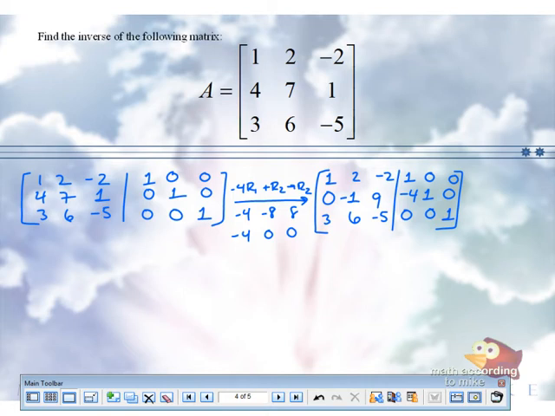Where that 3 is at, we need a 0. Use our 1 in that column. What's the operation? You get 3R1 plus R3. Who's having fun? I know, you could hardly contain it. The first 2 rows do not change.